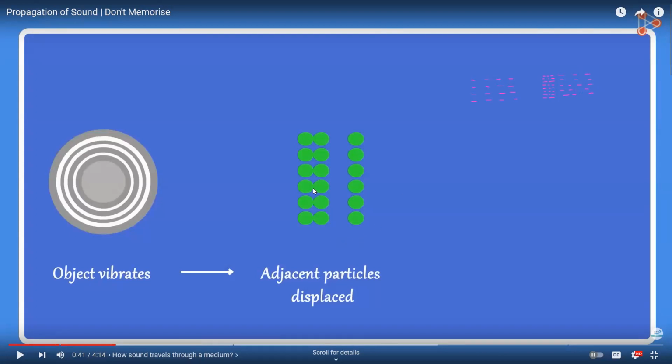Yes, so you can see now that the particles from the mean position are displaced because of pressure and high density. So now they are coming closer. So it is a what? Compression.